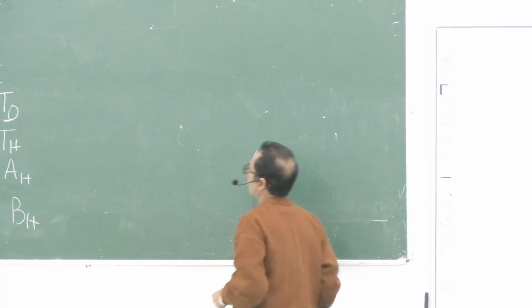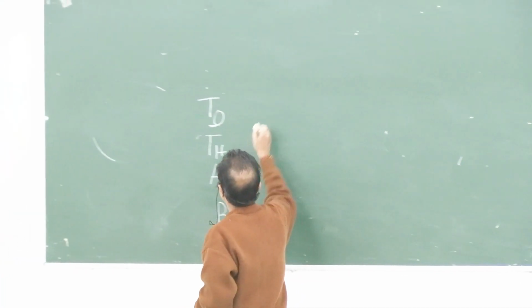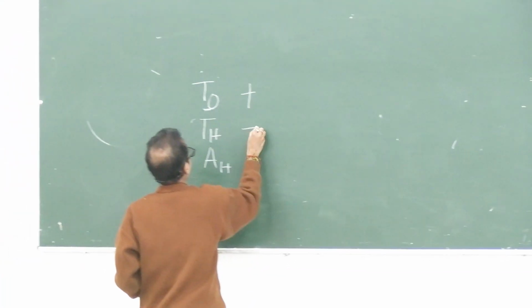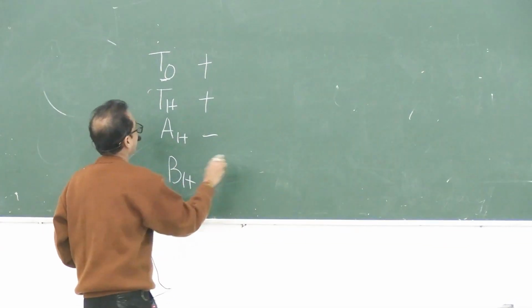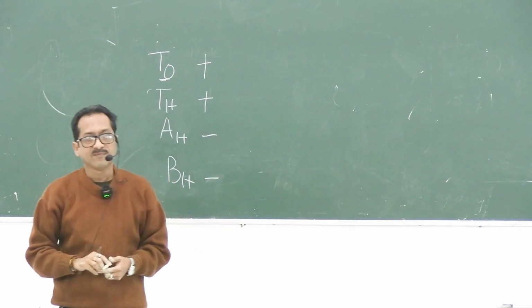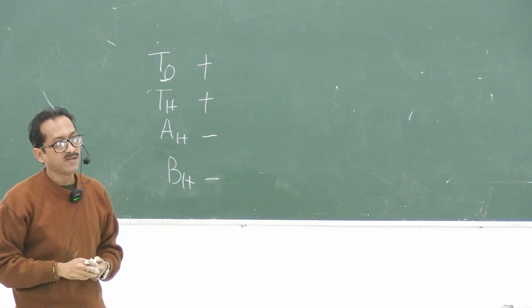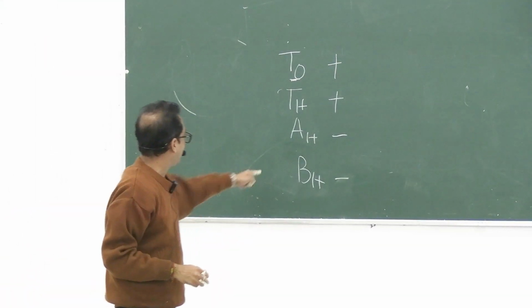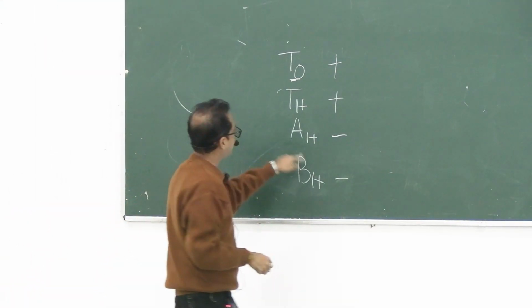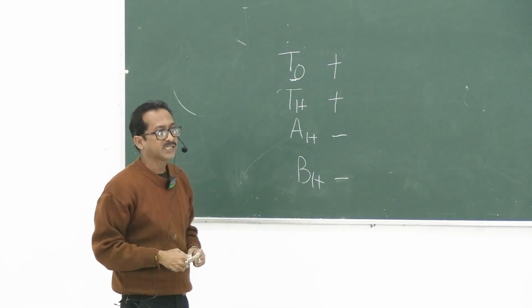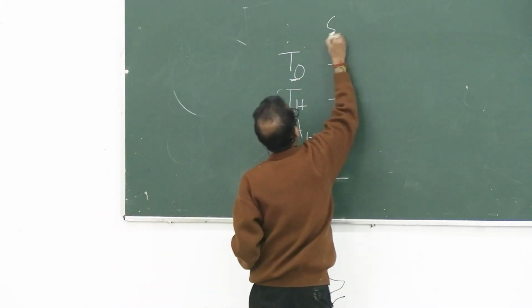The report will look like this: TO positive, TH positive, AH and BH negative. What is the diagnosis? TO positive, TH positive, AH, BH negative. It is simple, it is only Salmonella typhi infection.